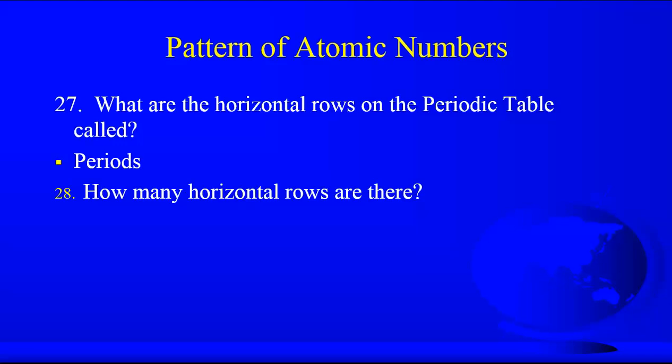How many horizontal rows are there on the periodic table? 9. No. 8. No. 10. No. 11. 7. Okay, why are they not 9? Because if you look, the bottom two what you would call periods or rows are actually inside of number 6 and number 7. We call them the inner transition metals because they're inside of those. So I can understand you saying 9, but in reality it's only 7.